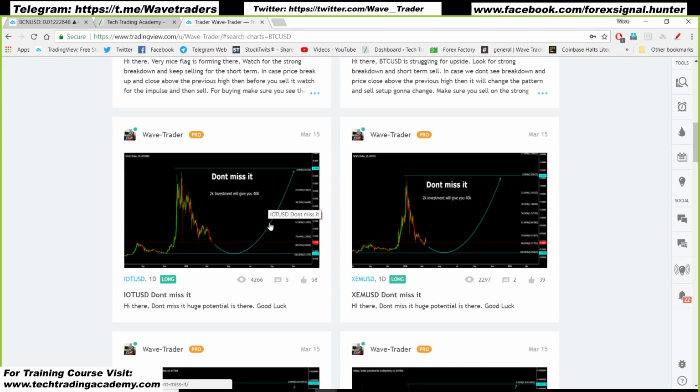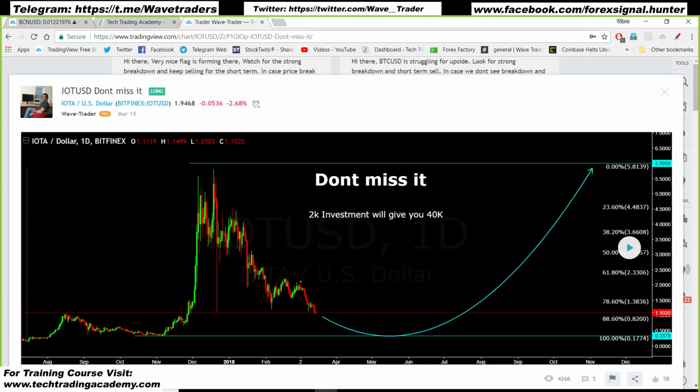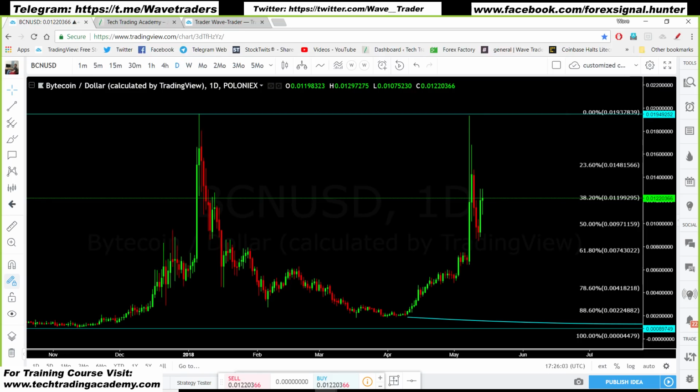Okay, so you see these charts? That wave on OITA, there are updates. I will show you the updates, but that is the wave we are looking for. A $2,000 investment is going to give you 40K. Still the idea is there, still the setup is there on that. What kind of wave you're going to see? You're going to see that kind of wave. You see that?